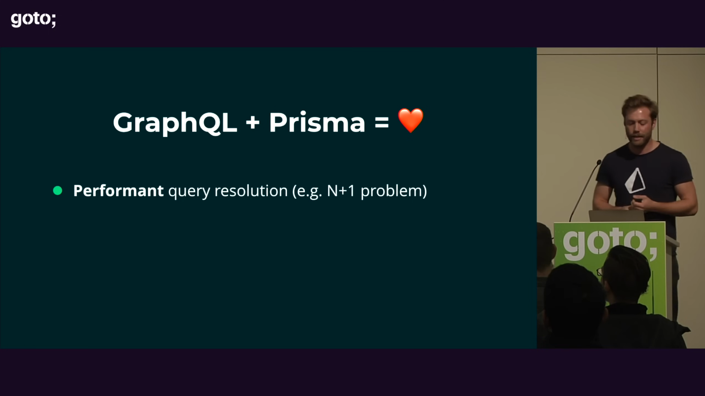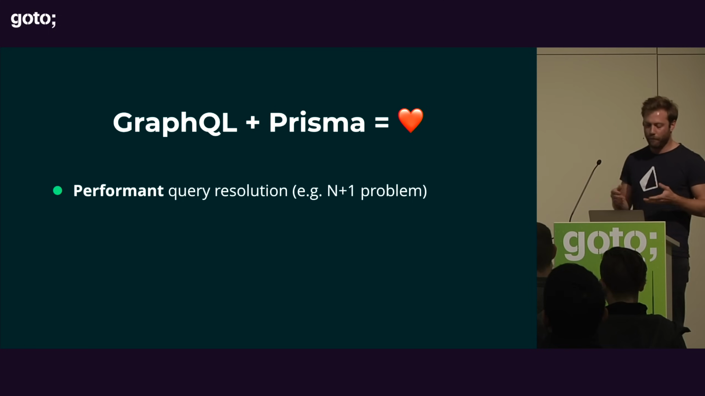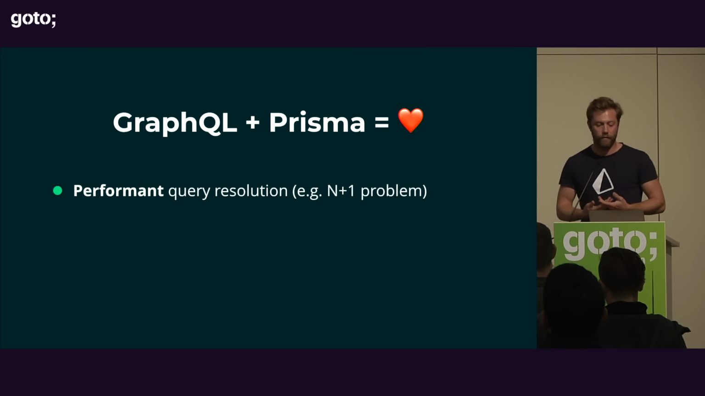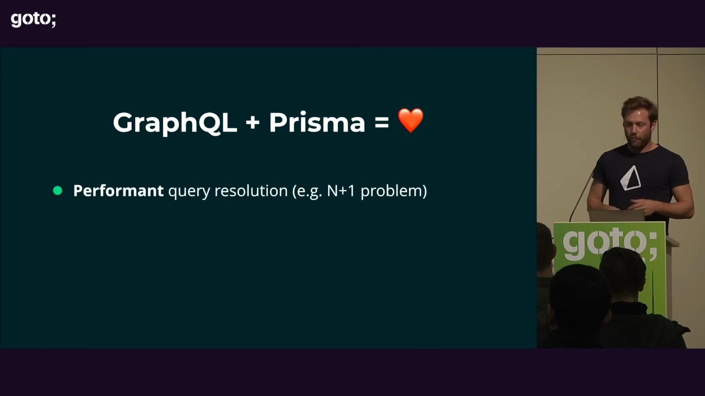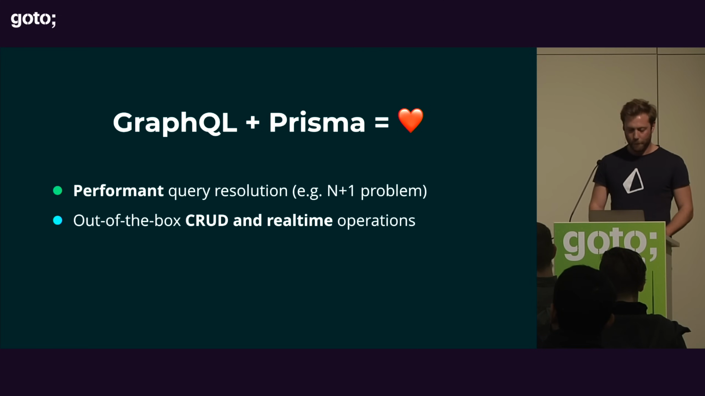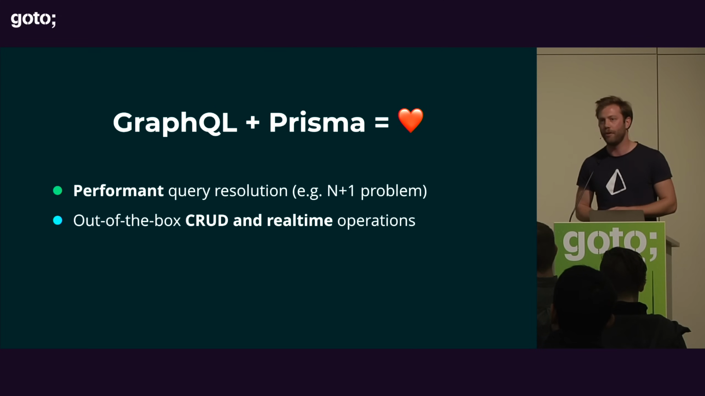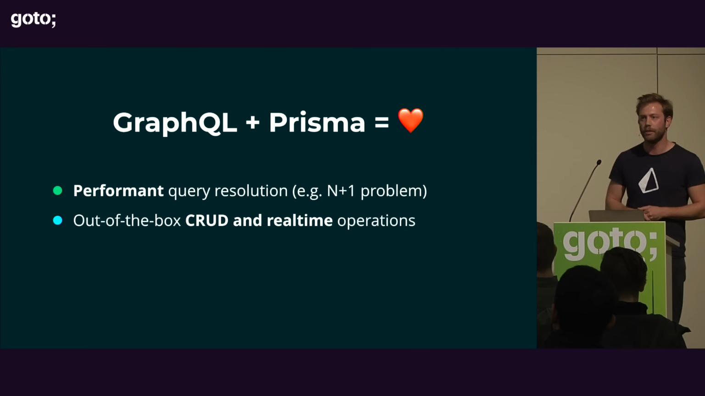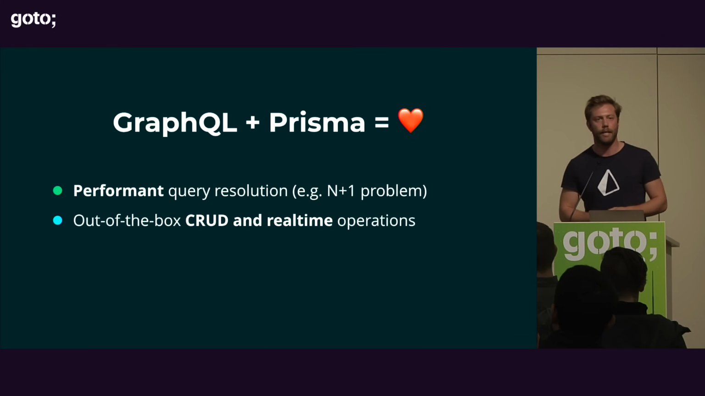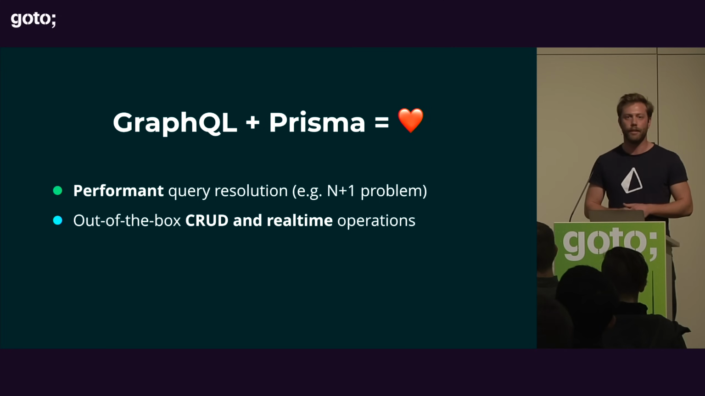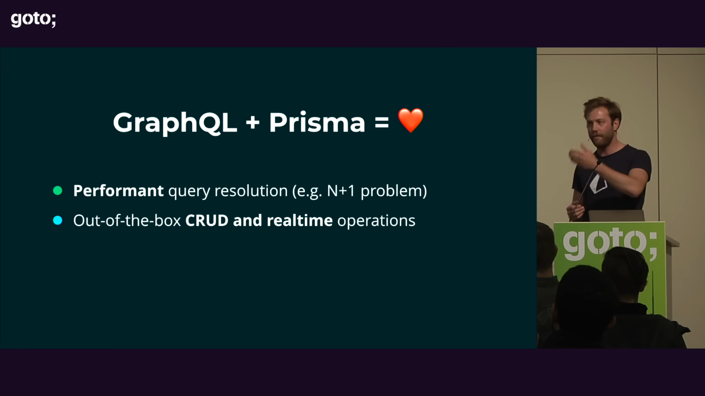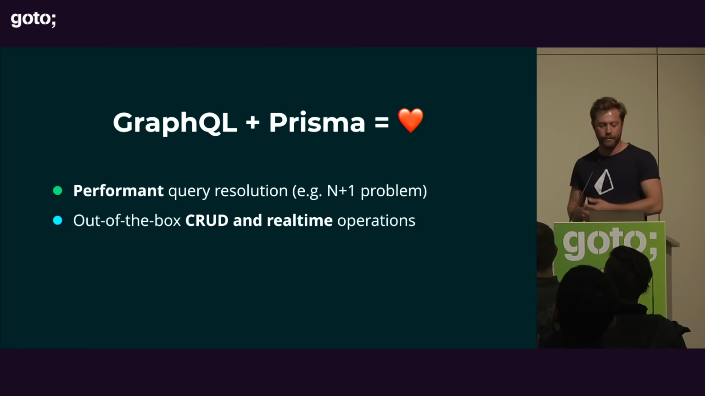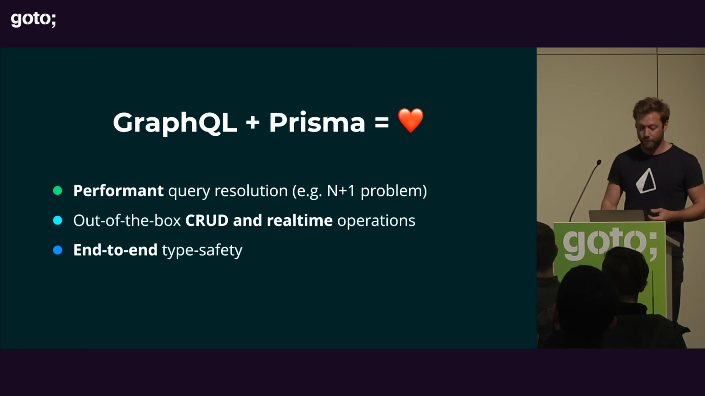And the Prisma client has a built-in way of basically alleviating that problem with batching and caching. Then with Prisma, you get CRUD and real-time operations for your database out of the box. So it's kind of similar functionality as you also get with RethinkDB, for example, where you can receive live updates about events in the database. Prisma offers that as well.